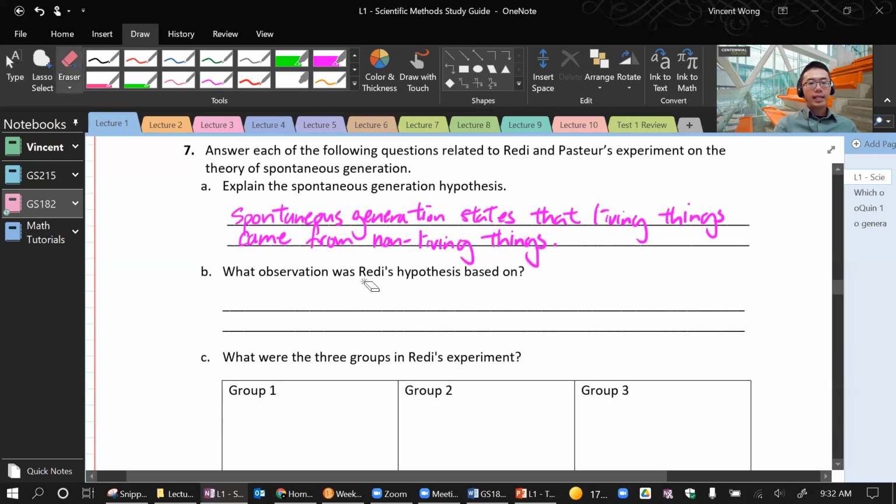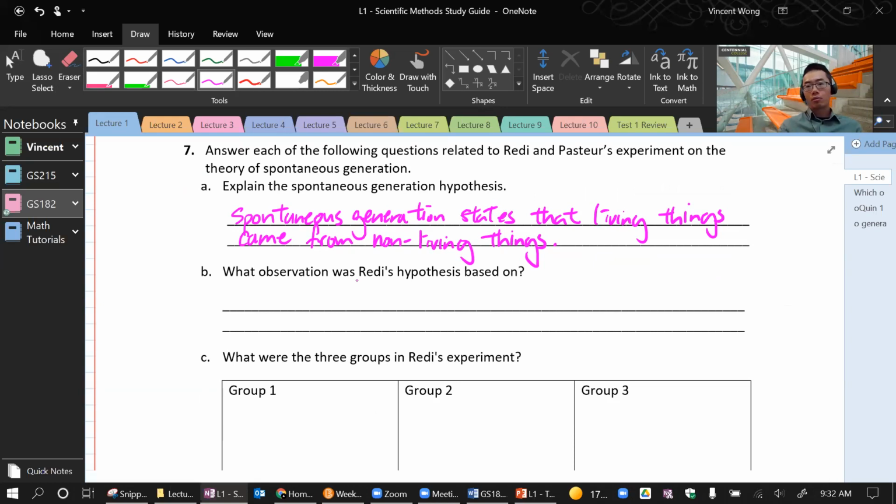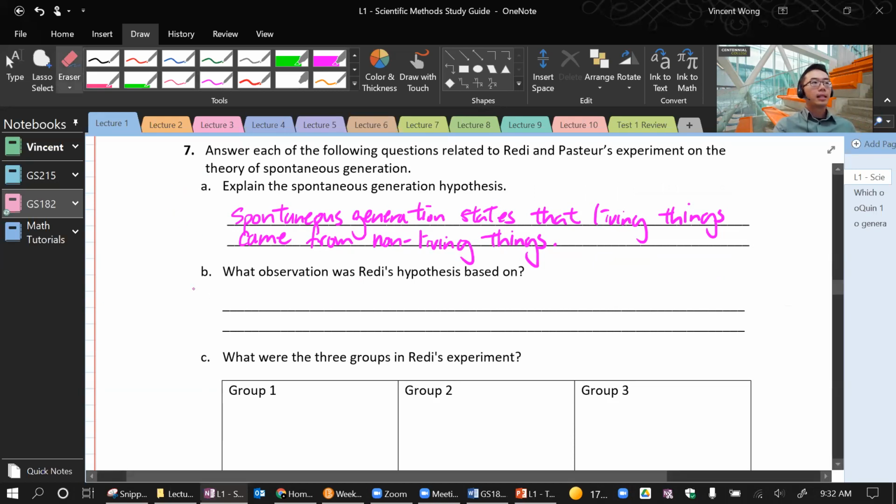So Redi does not believe in spontaneous generation, and he wants to conduct an experiment to check his beliefs.